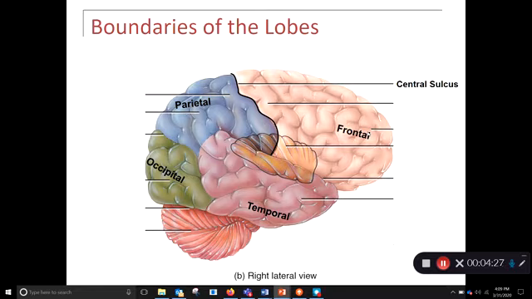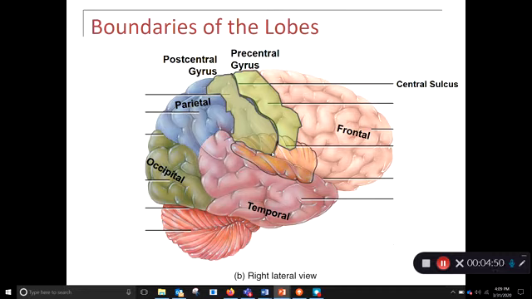I did mention beforehand that there was a precentral gyrus and a postcentral gyrus. That's because it is a gyrus. The precentral gyrus is right before that central sulcus. And I bet you can guess why it's called the postcentral gyrus. Well, it's because it is behind that central sulcus.